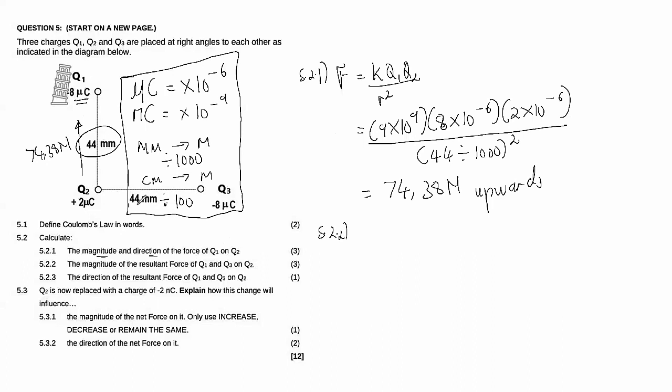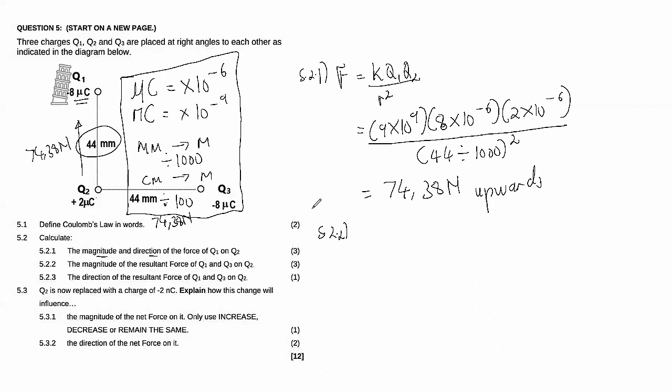Right? And then also the distance between these two charges is the same. So that means if Q1 exerts 74.38 newtons on Q2, then definitely Q3 will exert the same magnitude of force, because these are identical charges, right? So that's 74.38 newtons. And also we have the same distance, so that means they will be the same there.